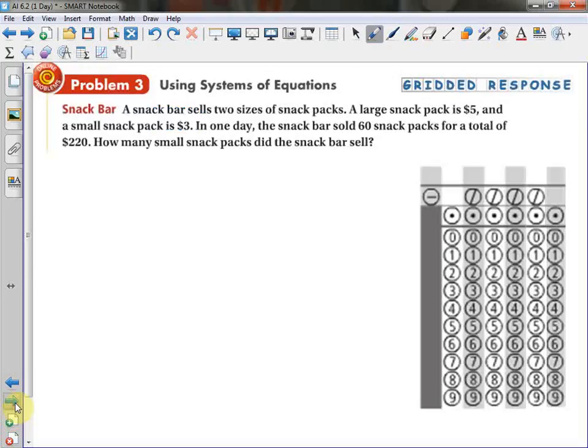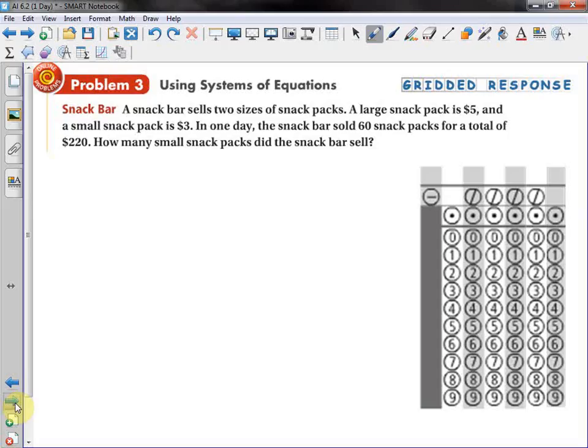All right, here we have a system of equations, but it's a word problem this time, so we need to come up with our own system of equations. So let's read. A snack bar sells 2 sizes of snack packs. A large snack pack is $5, and a small snack pack is $3. In one day, the snack bar sold 60 snack packs for a total of $220. How many small snack packs does the snack bar sell?